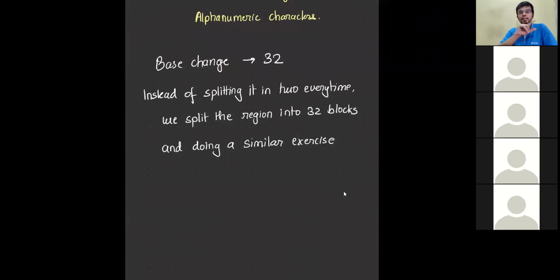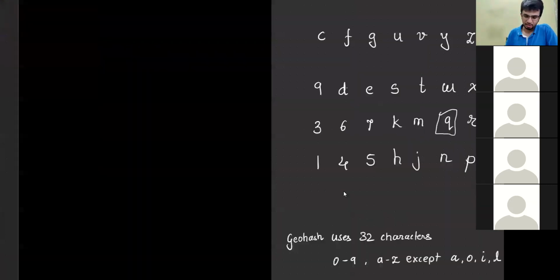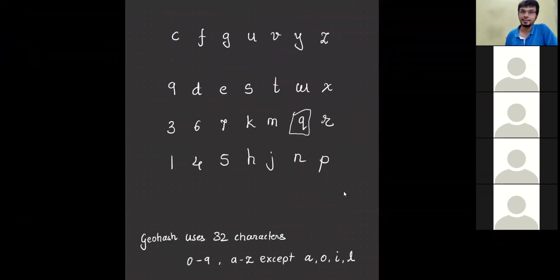Instead of splitting it in two every time, we split the region into 32 blocks and do a similar exercise. So the blocks are represented like this. In the heuristics we discussed, we were always splitting by two, adding 0 and 1, 0 and 1, 0 and 1, depending on how the split happens, top or bottom or left or right.